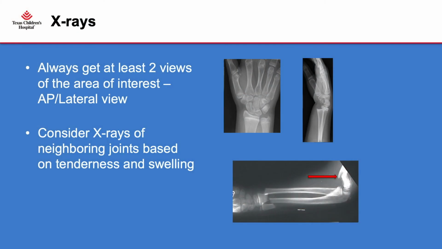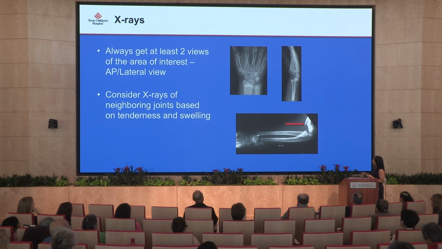So this patient, a 7-year-old, has wrist pain, and you get this x-ray and everything looks good. You really need to get your lateral to see that there's a significant displacement at the growth plate. So if you only got the single x-ray, you might potentially miss this. And then always consider x-rays of neighboring joints based on tenderness. We tend to focus on the wrist, but if you didn't palpate the elbow, you may not know that they also have an associated elbow fracture.